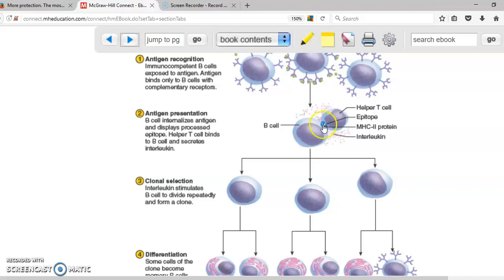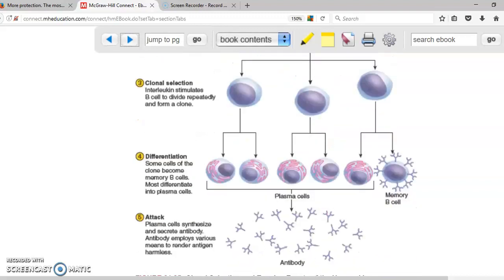Then, once this is available in the lymphocyte B cell, the T helper comes over here, and the T helper is going to identify the antigen being displayed by the lymphocyte B. What the T helper is going to do is release interleukins. What interleukins are going to do is stimulate the production of more lymphocytes B. What is that called? Clonal selection.